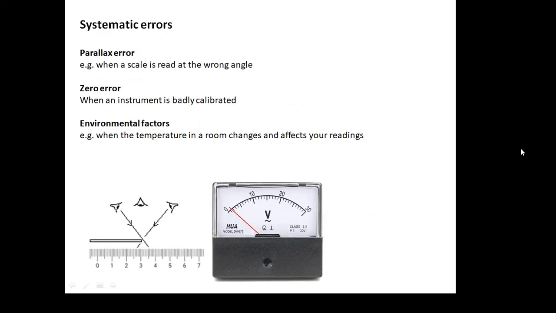Here are some examples of systematic errors. Something called parallax error: if you read a scale at the wrong angle, you'll end up with a parallax error. A zero error is the result of an instrument which is badly calibrated. If you look at the voltmeter, when there isn't any voltage, there's still a reading there. And that is going to affect every reading. You need to calibrate that voltmeter. And then environmental factors can cause systematic errors. For example, if you're measuring the temperature change in an experiment, let's say in a cooling curve, and the external temperature changes, that will affect a lot of readings.